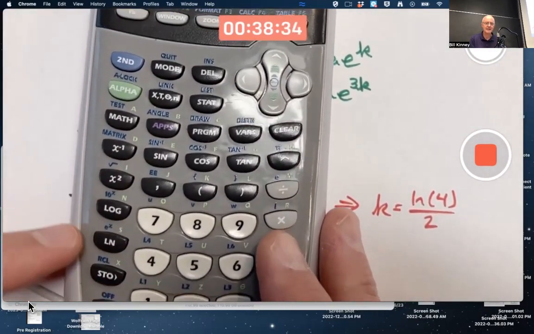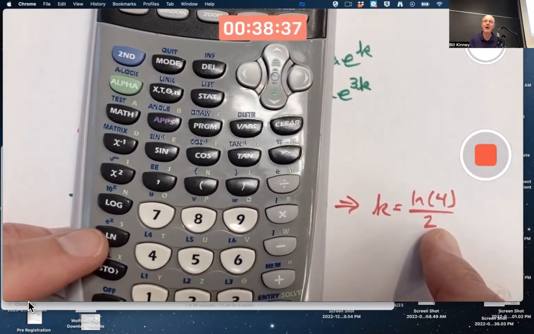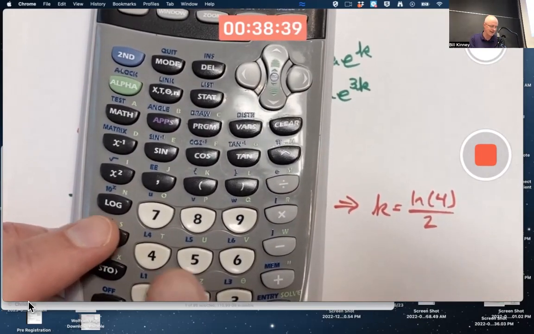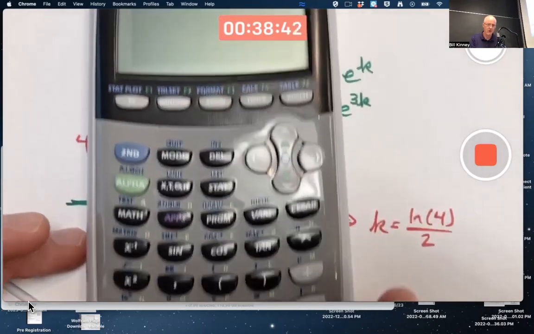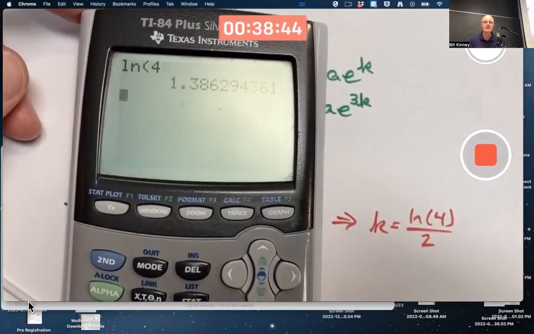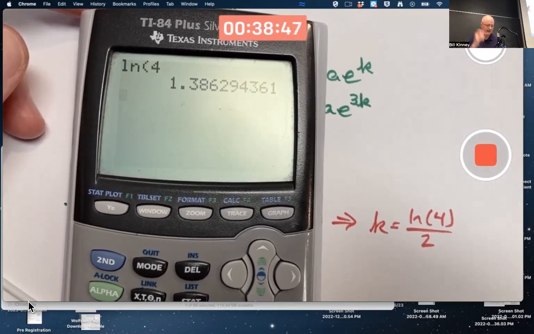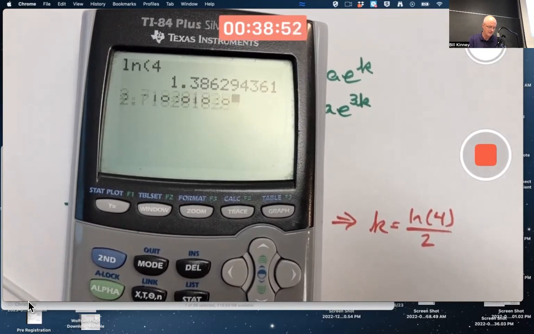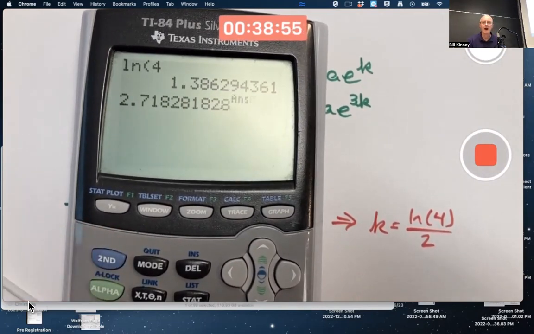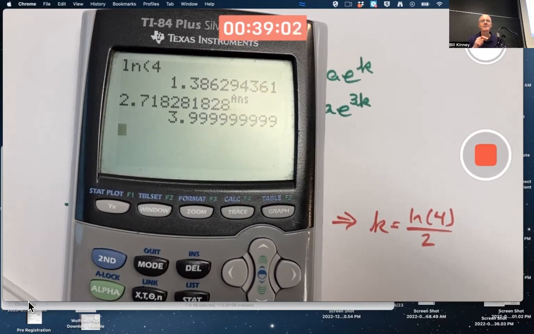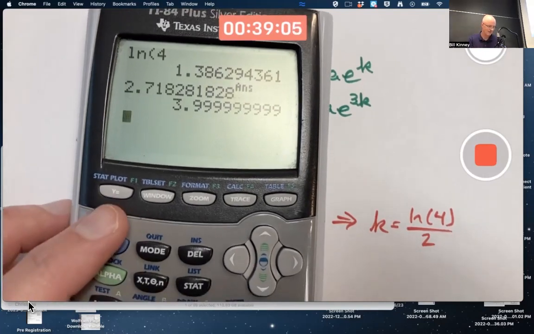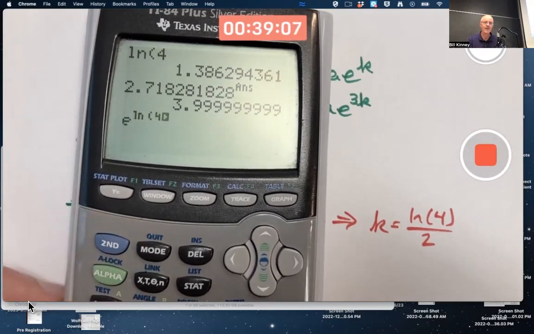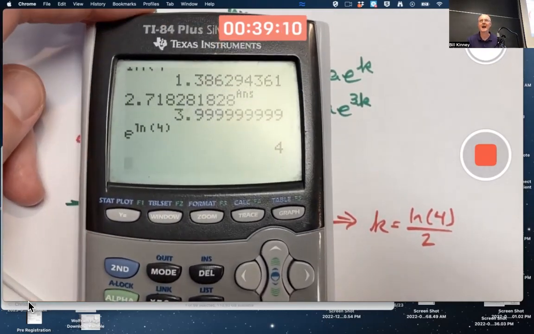ln is log base e, and as far as what ln of 4 is, it's the power you've got to raise e to get 4. What is that? Type ln of 4, it's about 1.38629. If I take 2.71828 and raise it to that power, I should get 4, or really close. There's some rounding error going on there. If I do this, I get exactly 4.